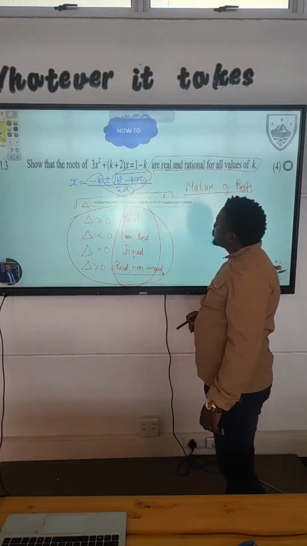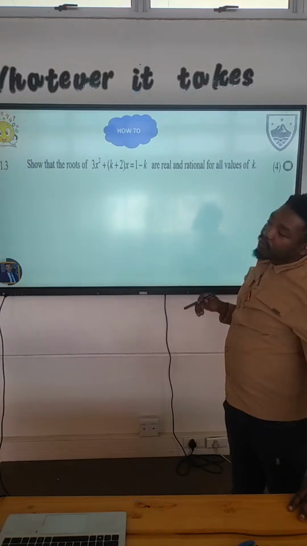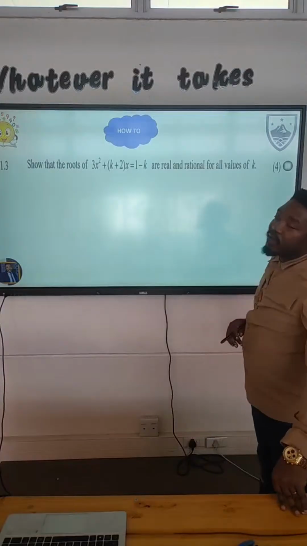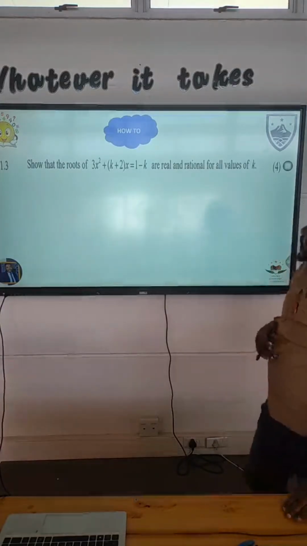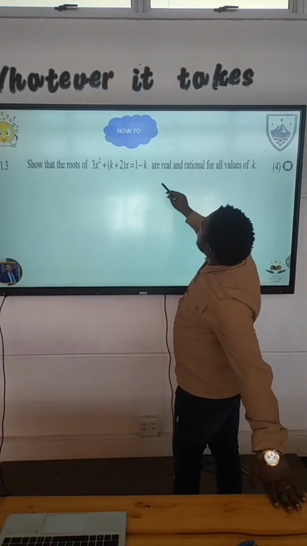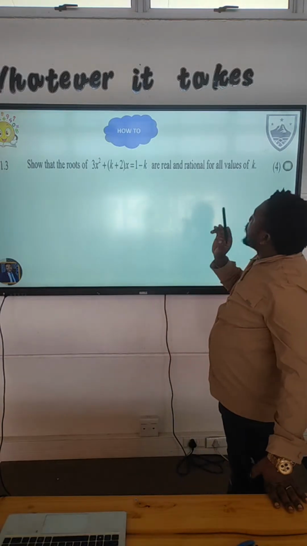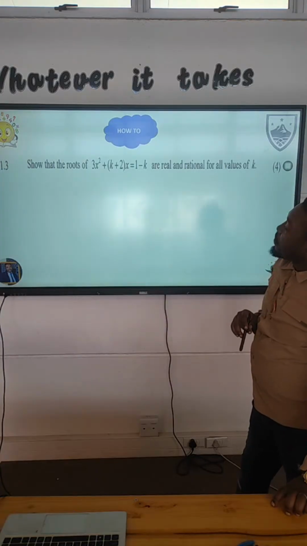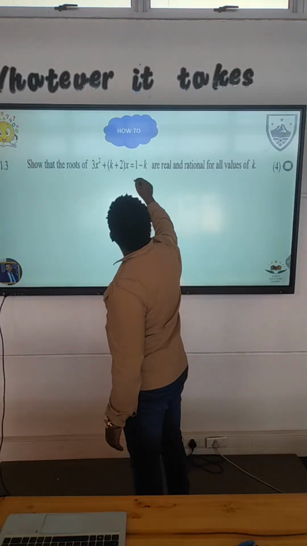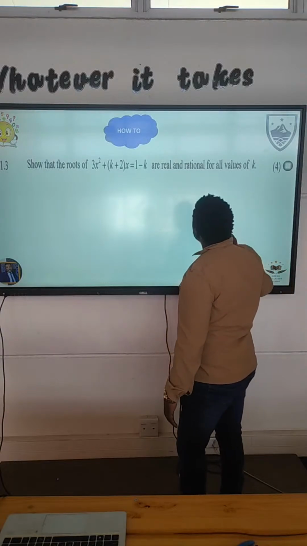Alright. And then let's come to such problems. Now we have: show that the roots of 3x squared plus (k + 2)x plus 1 minus k are real and rational for all values of k. So it means what we want is the discriminant for them to be real.